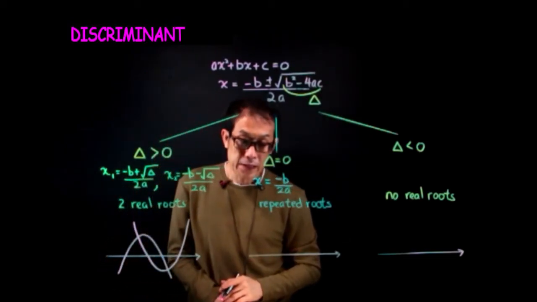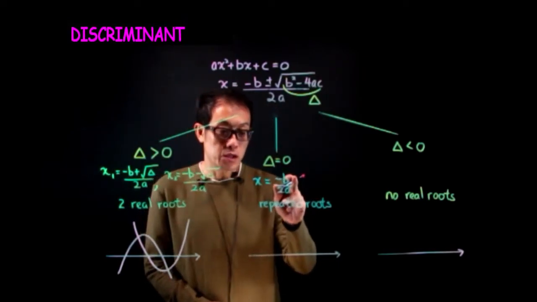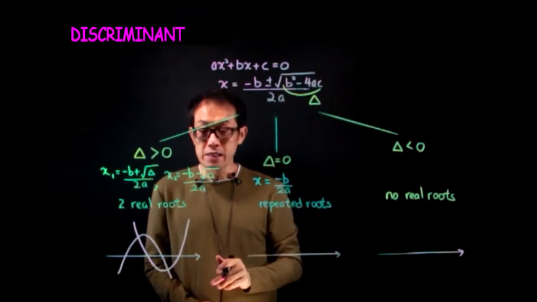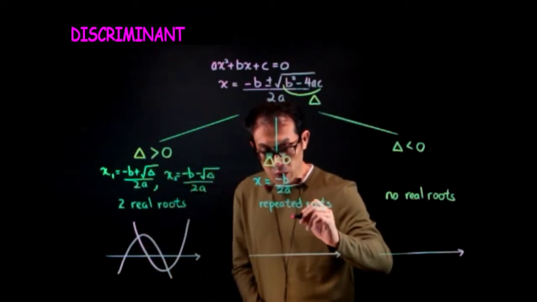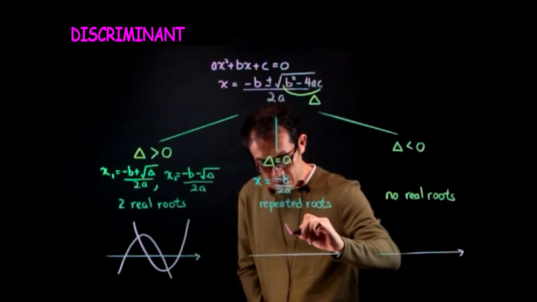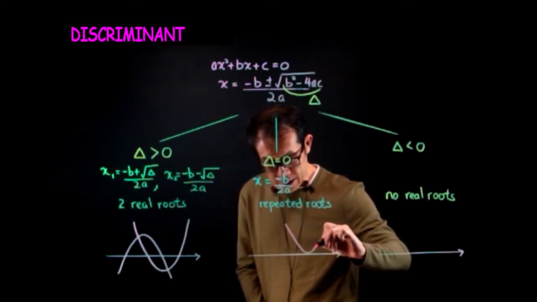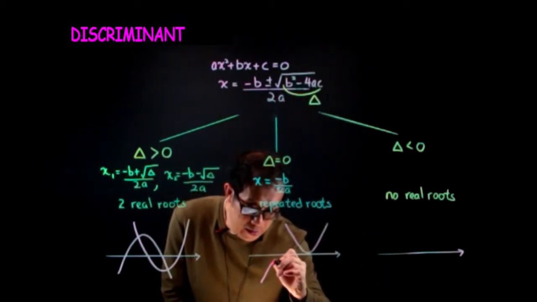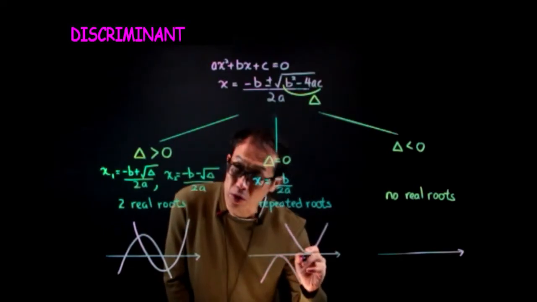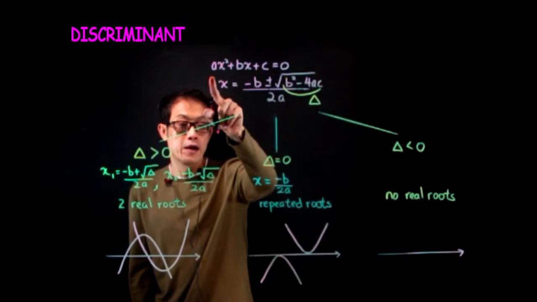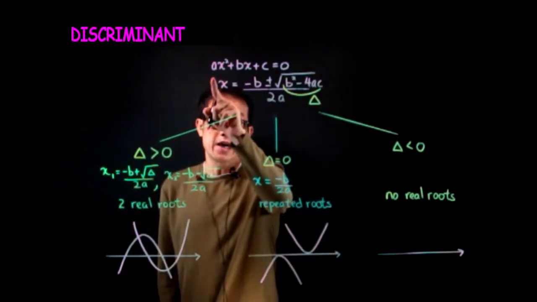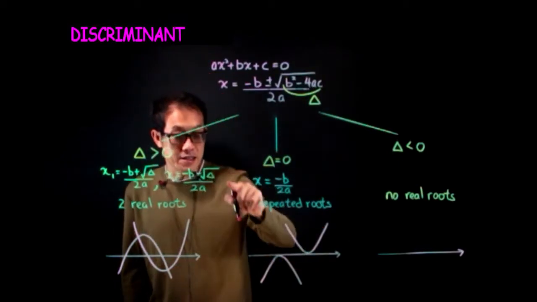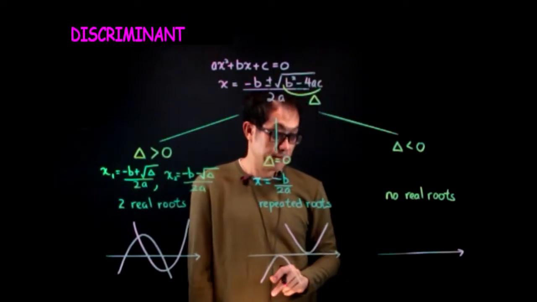Now how about repeated roots? For repeated roots, there's only one root, and that happens when your discriminant is equal to 0. To have one root, the graph must touch the x-axis only once. It can be like that or like this. It depends on the coefficient of x squared. If a is greater than 0, then it will be a minimum graph.